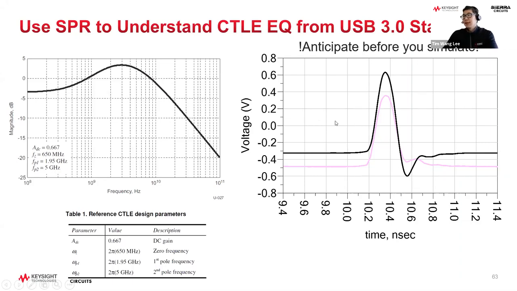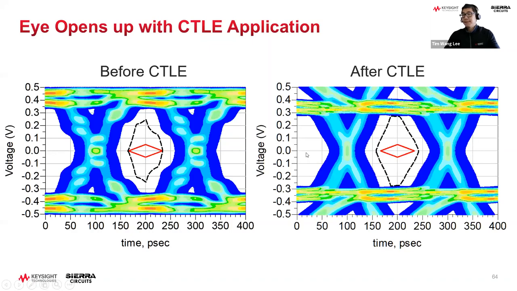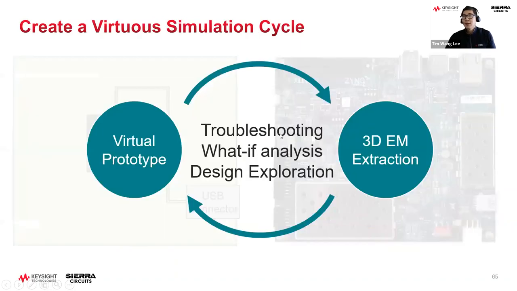So this is CTLE. Now the question to ask is, well, does it open up the eye? Let's see. Before CTLE, it looks something like this. After, the CTLE opens up the eye. So before, we're a little dangerous. We're on the cusp here. But after CTLE, we really have a lot more margin at 1e to the minus 12. So that was the virtual simulation cycle that we just created.